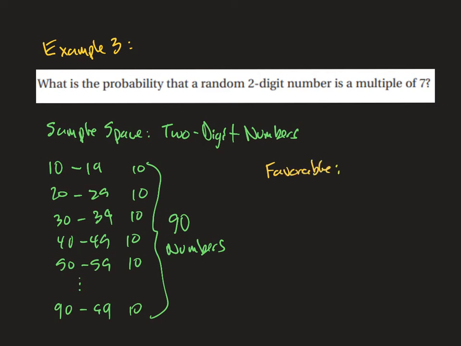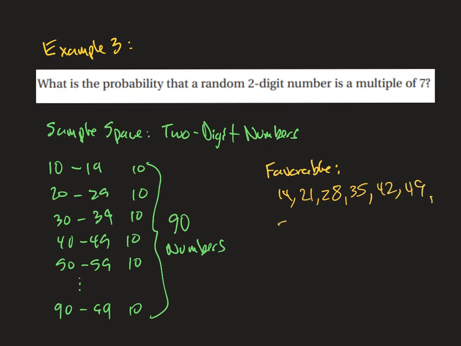Those are multiples of 7. So basically, I just got to start multiplying numbers by 7. The first multiple is 1 times 7, which is 7. That doesn't count. So let's do 2 times 7, which is 14. 3 times 7, which is 21. 4 times 7 is 28. 5 times 7 is 35. 6 times 7 is 42. 7 times 7 is 49.